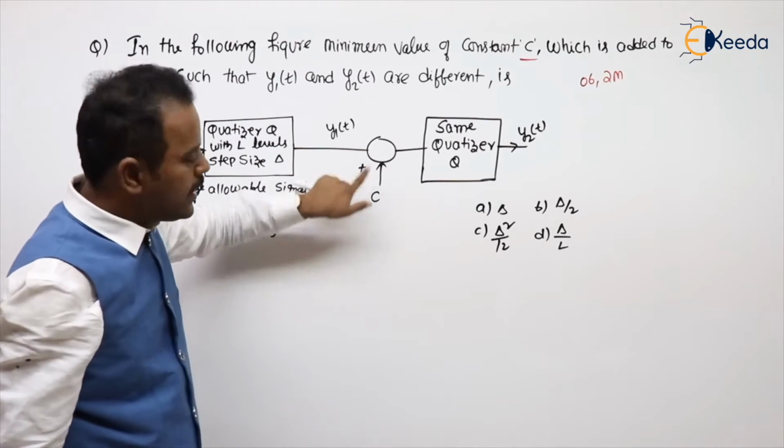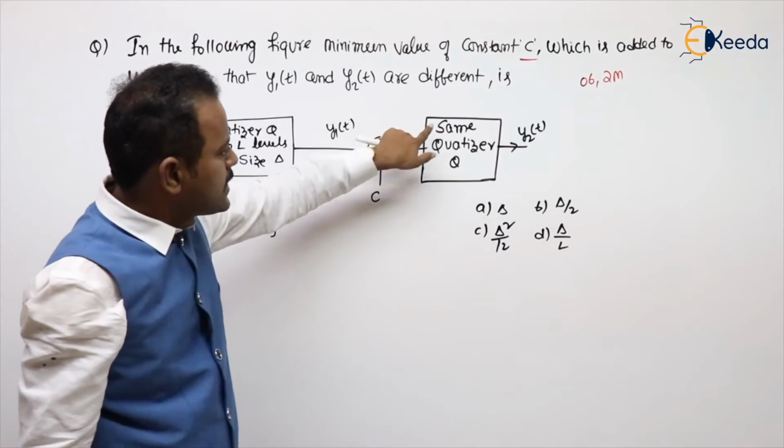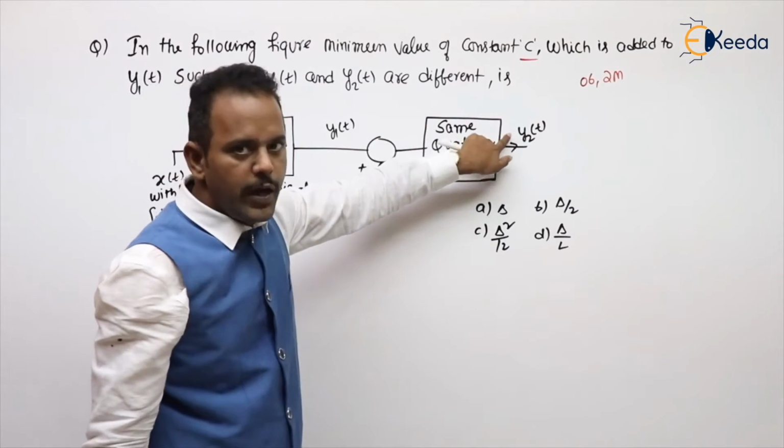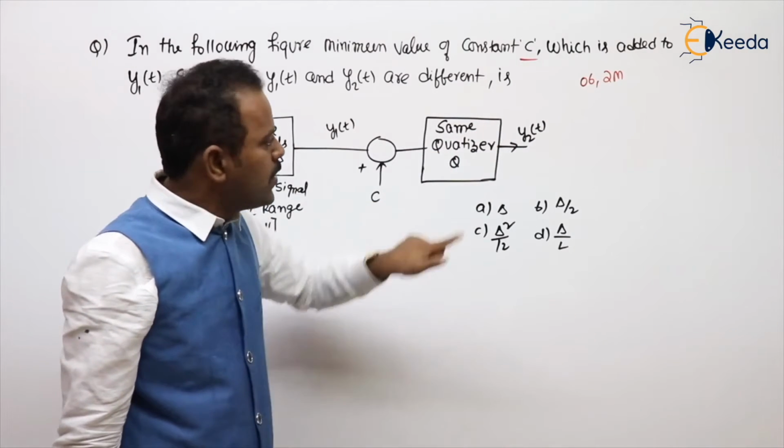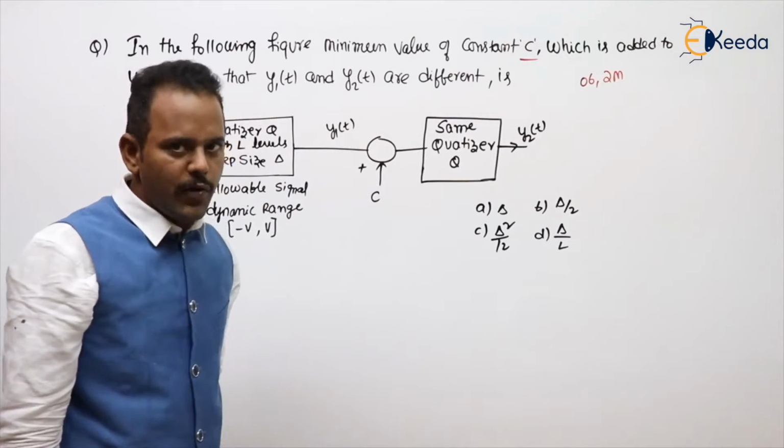y1 of t is coming here. How much do we have to add? That is the C. The same quantizer we are giving, and we get y2. And how much is the minimum value of C we have to add to make y1 and y2 different?